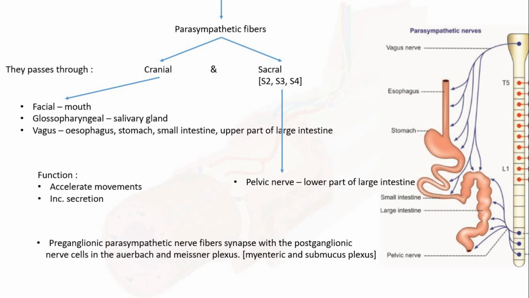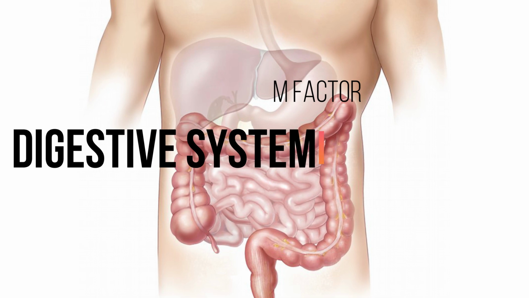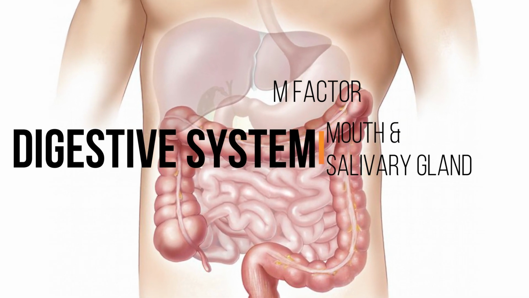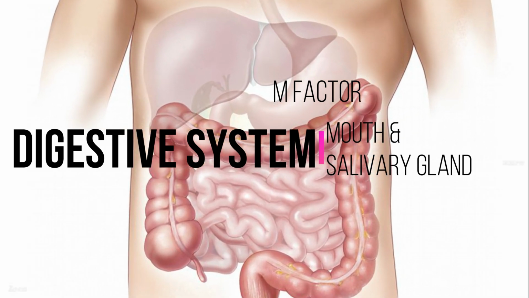So we have discussed the function and functional anatomy of the digestive system, the wall of the GI tract and the nerve supply to the GI tract. In the next upcoming video we will be discussing the mouth and the salivary glands.